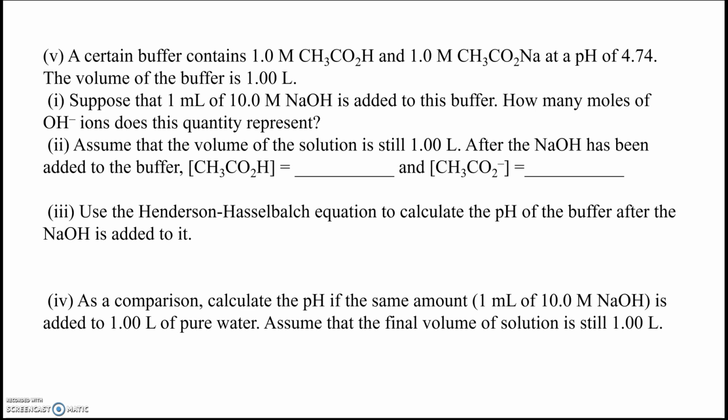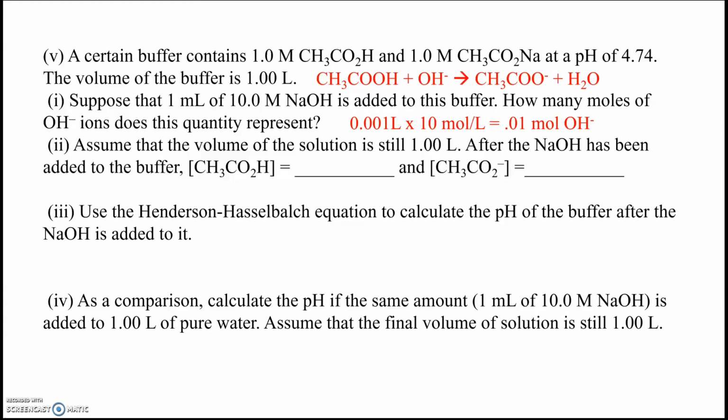All right, item V says a certain buffer contains 1 molar acetic acid and 1 molar sodium acetate at this pH. The volume is 1 liter. Part 1 of this says suppose that 1 milliliter of 10 molar sodium hydroxide is added to this buffer. Very concentrated. How many moles of OH minus ions does this quantity represent? Well, first thing we do is we're going to write our reaction. What's occurring in the buffer solution when I add this sodium hydroxide, and you can see what happens.